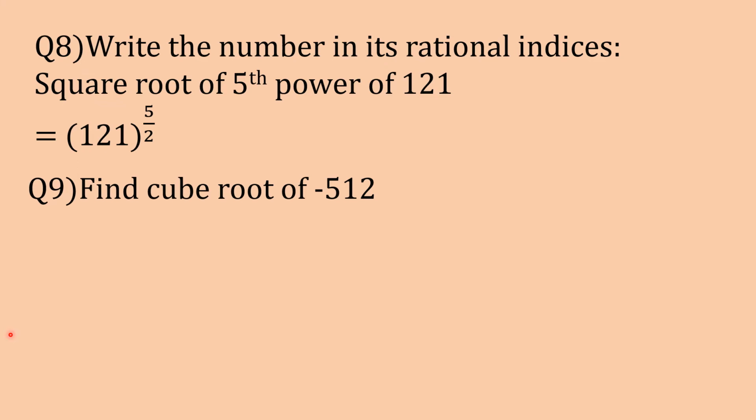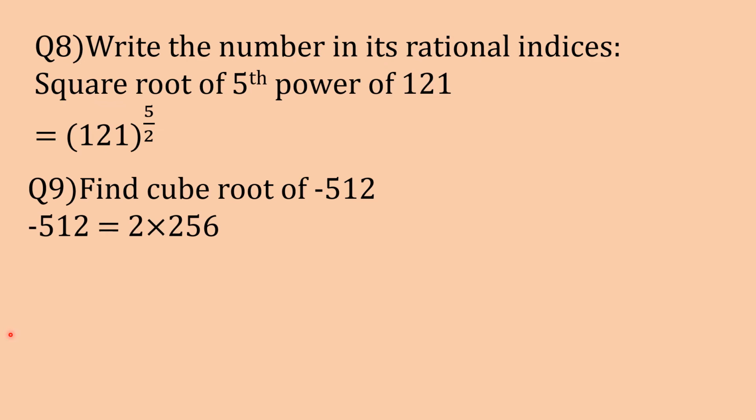Now question number 9. What is given? Find cube root of minus 512, that is minus 512. So students, you have to factorize this. First you have to factorize 512. Negative sign is there, so consider it. Then just you factorize first number, that is 512. You can do horizontal method also and vertical method also for factorization. I have done horizontal method.